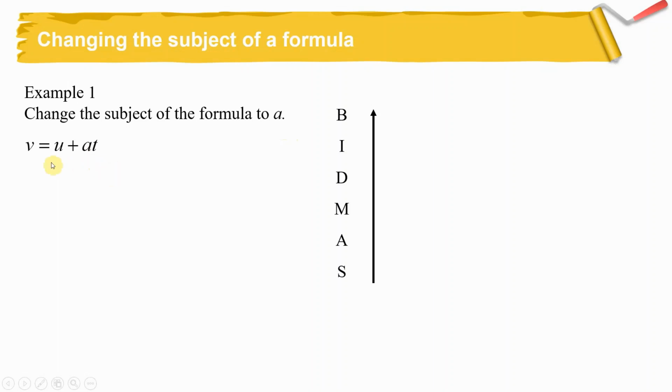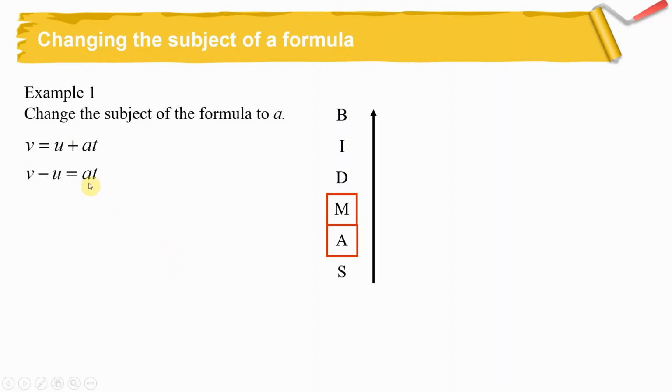So let's look at this example in detail. We have two operations. One is plus, another one is multiply here. So let's look at the reverse BIDMAS. We have addition and we have multiplication. So we need to address the addition first. So our first step is to shift u to the other side. You write v minus u equals to at.